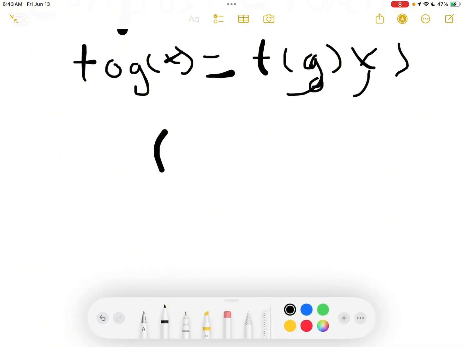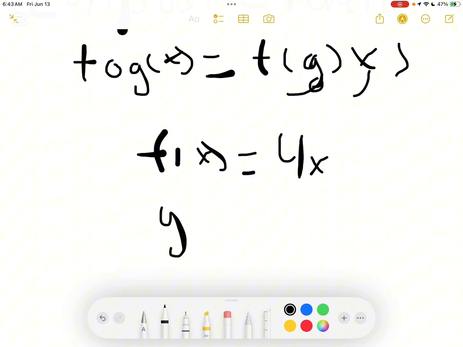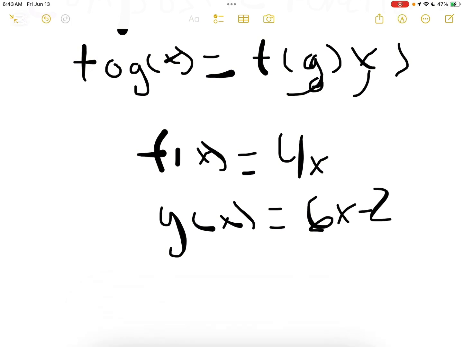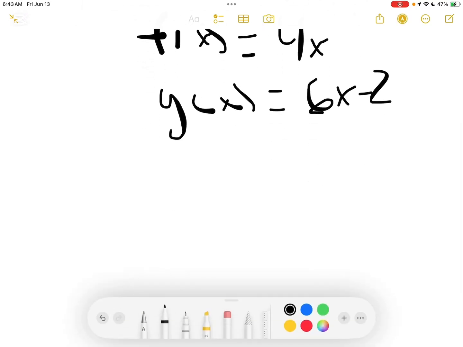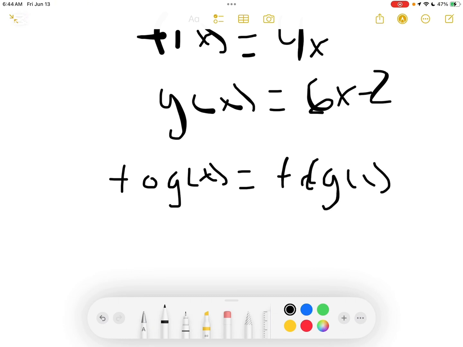Let's say that our f function, f of x, were equal to 4x. And let's say that our g function, g of x, was equal to 6x minus 2. And we wanted to find out the composite function of these two functions. So, like I said, we start with f composed with g of x, and we rewrite that as f of g of x. And we start inside and we work our way out.